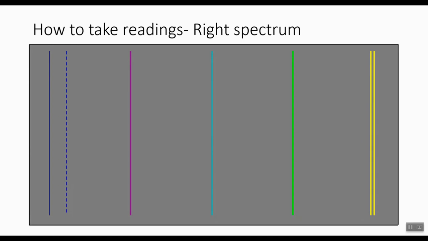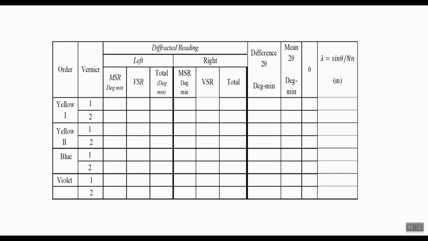So this represents the spectrum on the right side, and in this spectrum, this one represents yellow 1 and this inner one represents yellow 2. So take the readings from blue, then green, yellow 2, yellow 1. So this represents the observation table. You can see the readings for the left spectrum and for the right spectrum.